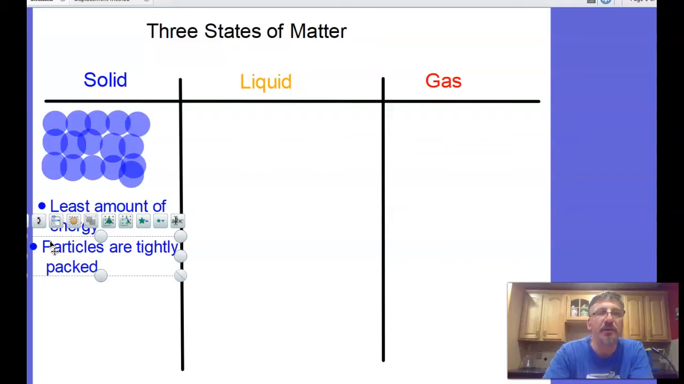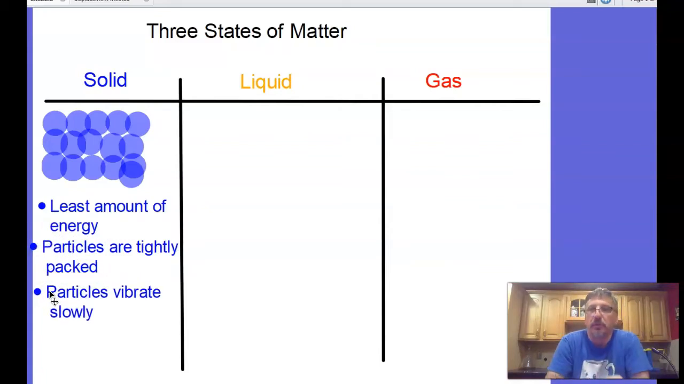And the one thing they do, they're very close, and it's almost like they're shivering. So they vibrate very slowly, kind of like a shiver. So do a little shiver. That's what the molecules do. They sit there and they shiver. And if you want to think of a solid, something like ice really kind of helps you think about the arrangements and the temperature of a solid.